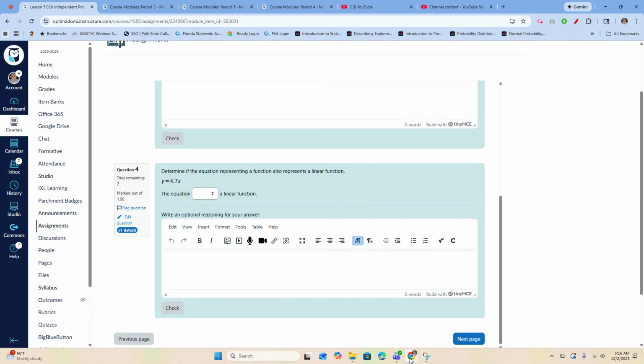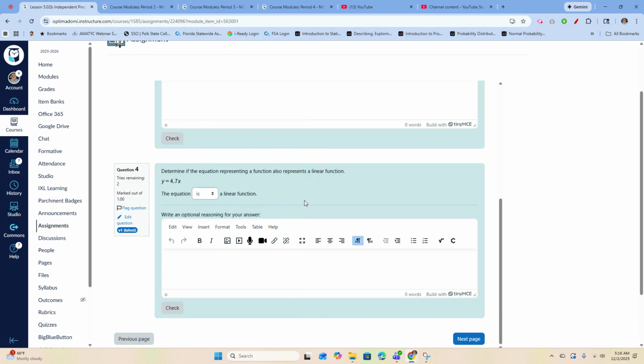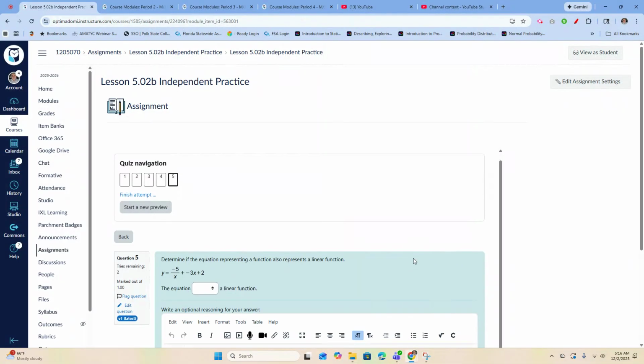y equals 4.7x. Again, if I don't have the graphing calculator, I'm going to look at the letter x. I don't see an exponent. That means the exponent is 1. So that means this equation is a linear function. But to prove it to you, I'm going to put the equation in the calculator so you can see the graph of this equation. And look, you can see it's a straight line. So that's why I said the equation is a linear function. Let's go to the last question.